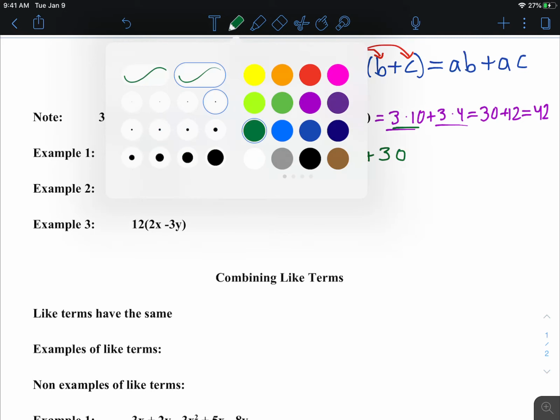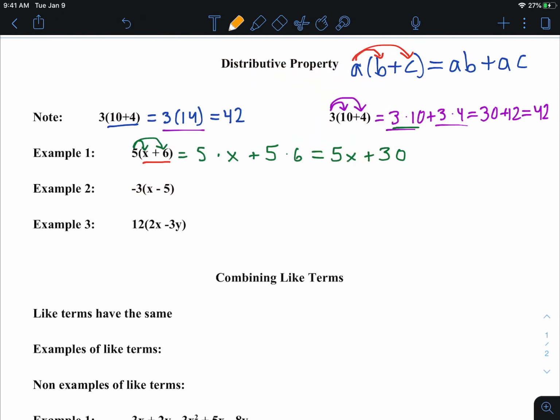Okay. Example 2. Whenever I have a negative sign with my number out front, I'm going to think of that negative sign as being stuck to the number. So I'm distributing a negative 3 to everything here. And I'm also going to think of this sign inside the parentheses as being stuck to the term after it. So I'm thinking of this as a negative 5. So first I have a negative 3 times x, which is negative 3x. And then I have a negative 3 times negative 5, which is a positive 15.